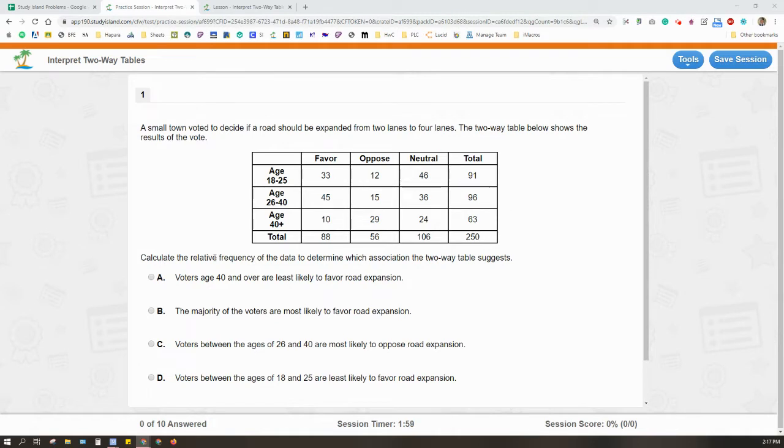Statement, calculate the relative frequency of the data to determine which association the two-way table suggests. Now, when it says relative frequency, we want to put percentages or their decimal equivalents into the table instead of the raw numbers they give us. So the first thing you have to do for this problem is copy down this table, but without the numbers in there that they provided, just a blank one. And then, instead of these numbers, we're going to put percentages.